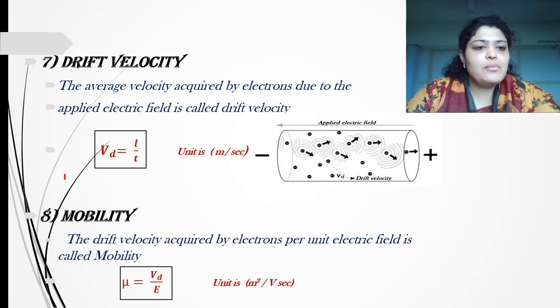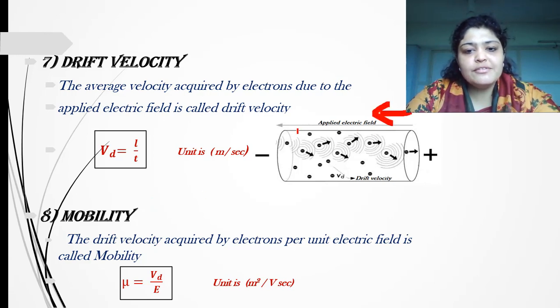Now let us come to some basic definitions. Drift velocity. What is drift velocity? Whenever an electric field is applied to a conductor, the electrons experience a force. Suppose this is the direction of the applied electric field, positive to negative. So where will the electrons flow? They will get attracted towards the positive terminal. So you will be getting electric flow in this direction.